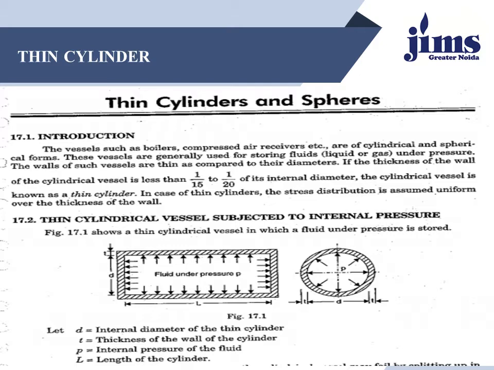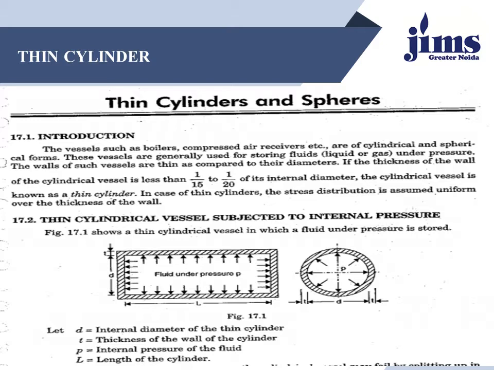Vessels such as boilers and compressed air receivers are of cylindrical and spherical forms. These vessels are generally used for storing fluids, such as liquids and gases, under pressure. The walls of such vessels are thin as compared to their diameters.